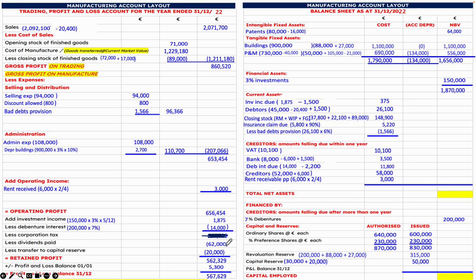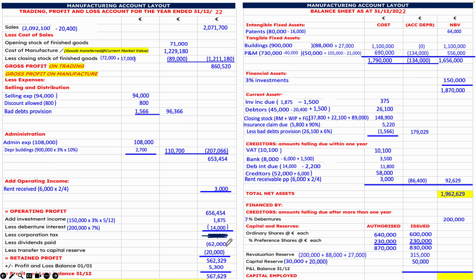Tot up everything from the balance sheet. So in the closing stock, you can see I've just got one bracket there, and I can just tot up all of the different individual figures for the raw materials, work in progress and finished goods, and I get 148,900. I tot up my current assets, I tot up my creditors minus 1 year. That gives me a working capital of 92,629. That gives me a total net assets 1,962,629.